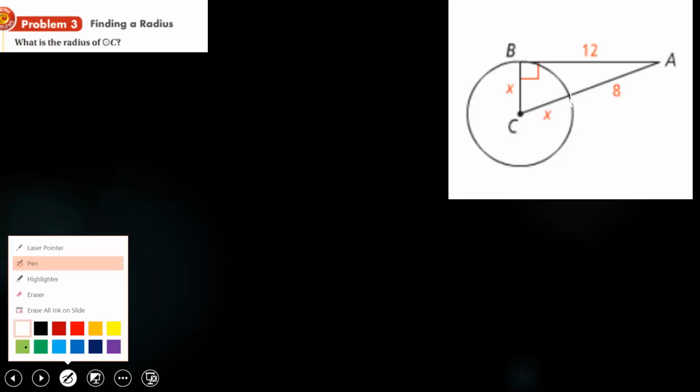In this one here, we have a circle. They told me now that the length of AB is 12, and this one here from outside the circle up to A is 8, and they asked me to find the radius of the circle. Now look at this triangle here.